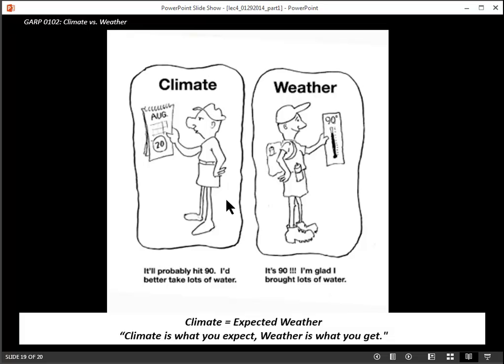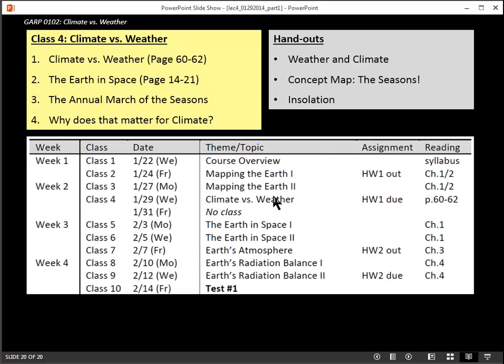For now, we'll end with this. Climate is expected weather, or you can simply say it this way. Weather is what you get. Climate is what you expect. And here's a little cartoon that might illustrate this very nicely. So there you go. This is the end of part 1. We talked about climate versus weather. In part 2, we're going to talk about the Earth orbiting around the sun and the annual march of the seasons. So I'll see you back in part 2.